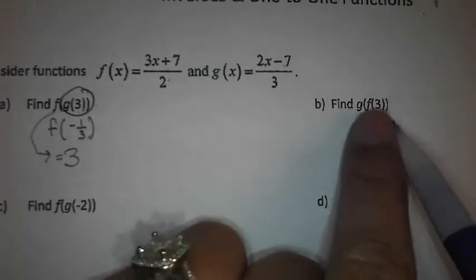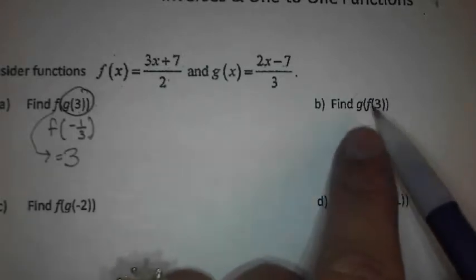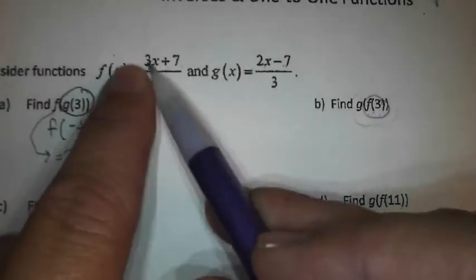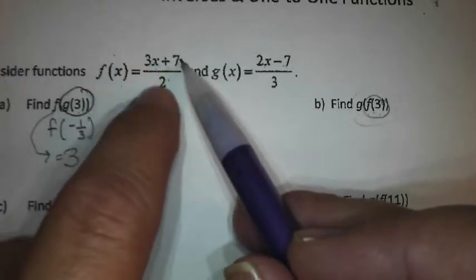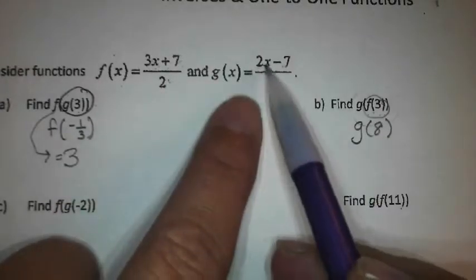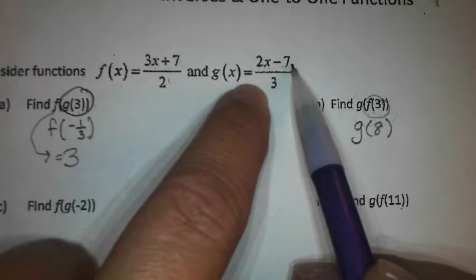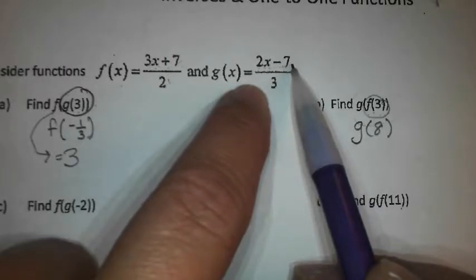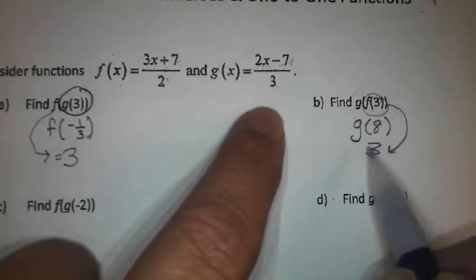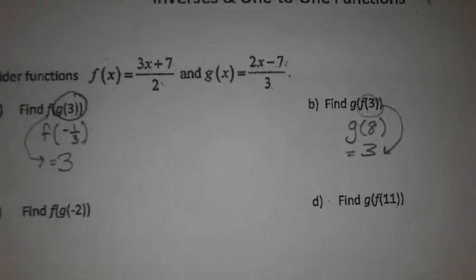And without doing it again, if we flip the order, actually let's do this. This is a good task. G of f of 3, if I plug 3 into f, what's 3 times 3? 9 plus 7, 16 divided by 2, 8. So now I have to do g of 8. 2 times 8, 16 minus 7, 9. 9 divided by 3, 3. So it happened no matter which way we did it, f of g of 3 or g of f of 3. They both gave us 3.